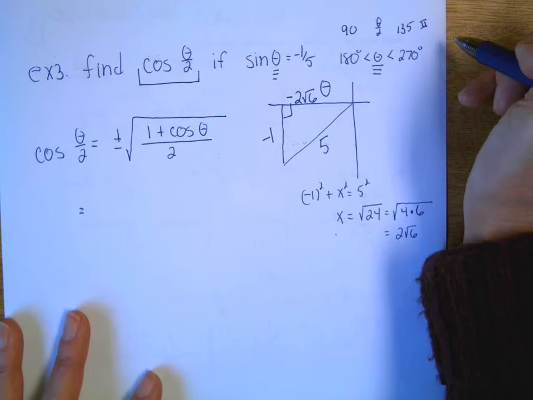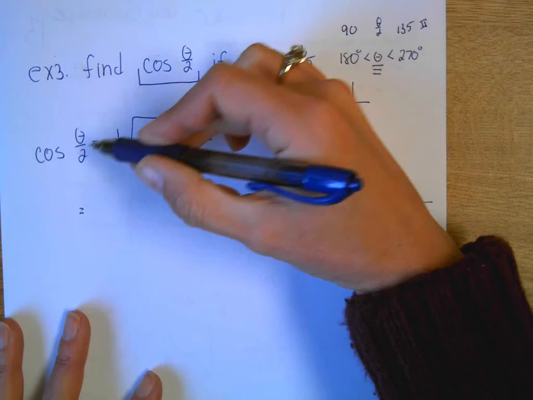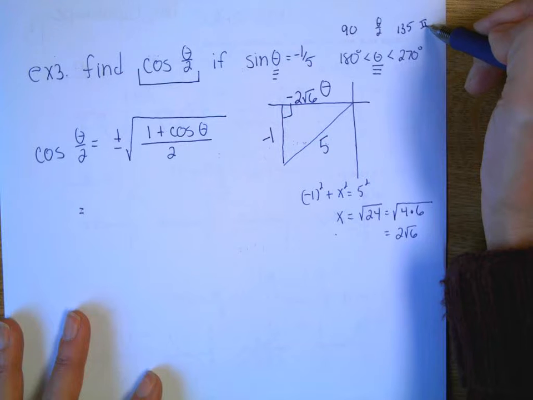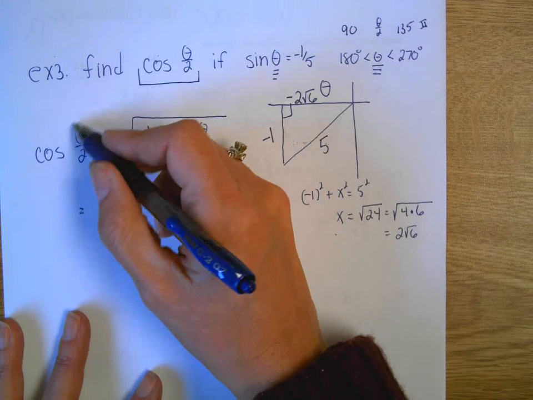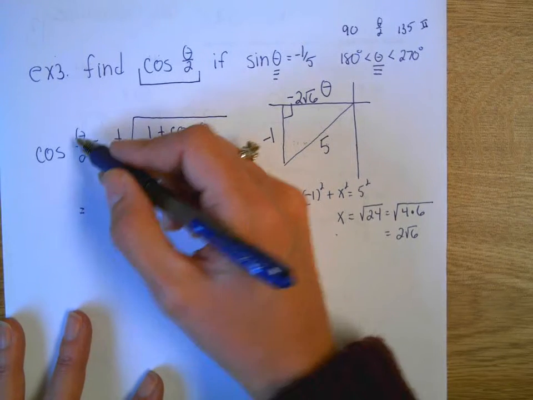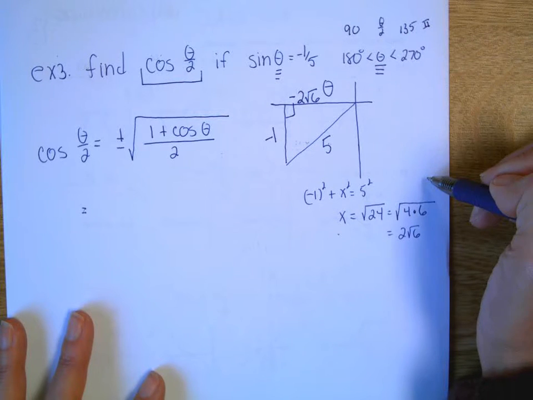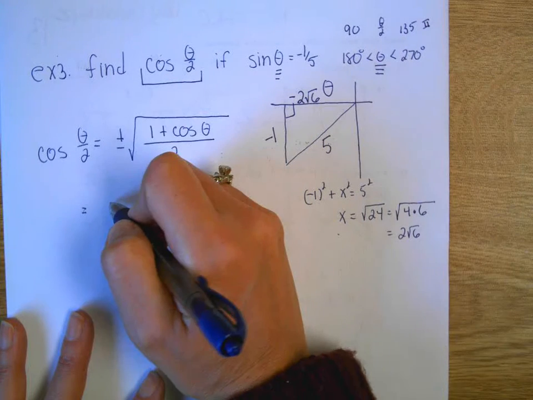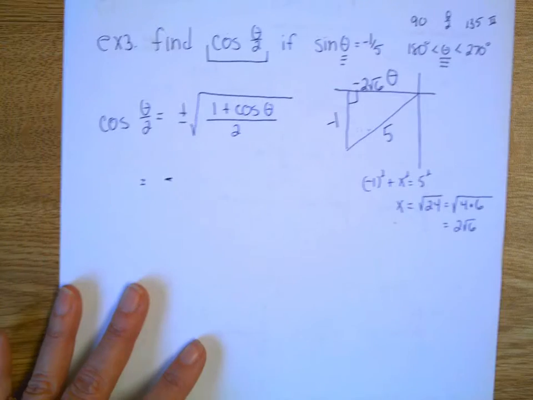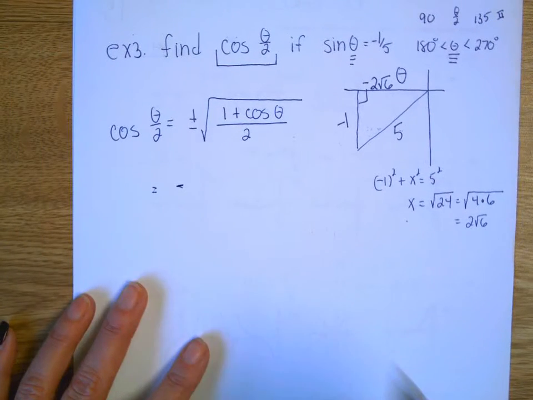Are you with me so far? What's cosine in quadrant 2? Negative. So I know I'm going to keep the negative. I've got to figure out where this angle is, and I do it just by cutting the boundaries in half. I don't know what it is, but I know what it's in between. So we're going to keep the negative. Okay, so here we go.